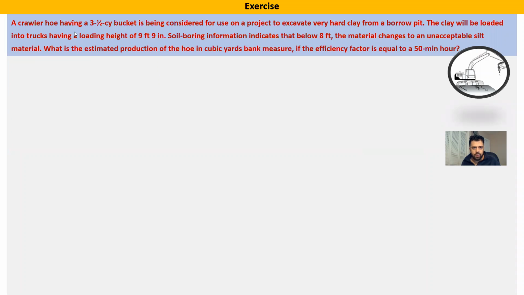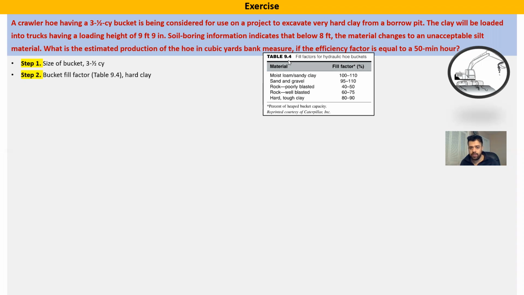A crawler hoe having this size, 3.5 cubic yard bucket, is being considered for use on a project to excavate very hard clay. Why is this important for us? Because how much you can fill the bucket will depend on the type of the material. So this is the size of the bucket, but we also need to know how much of it could be filled. That comes from a table.